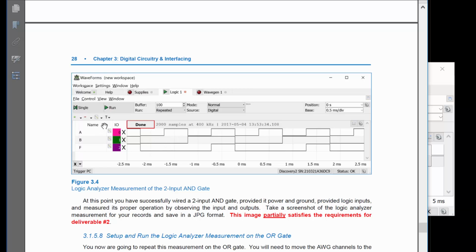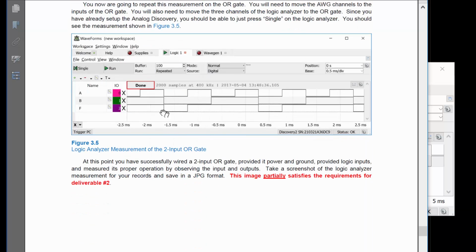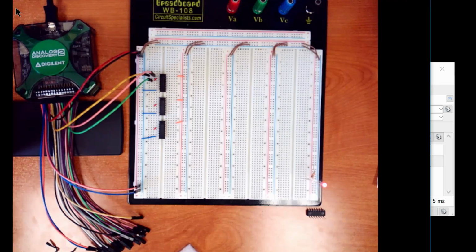So when you do the AND gate, you're going to need 3 logic analyzer channels, 0, 1, and 2, and go ahead and label them A, B, and F. What you'll see is that on the output, F only ever goes high when you have both A and B high. So take that measurement, take a screenshot, and you've verified that the AND gate works. Then you'll do the exact same thing for the OR gate. Notice the OR gate will be high any time either input A or B is high, so take a screenshot of that. And what you've done at that point is you have verified the operation of all 3 of these basic gates.